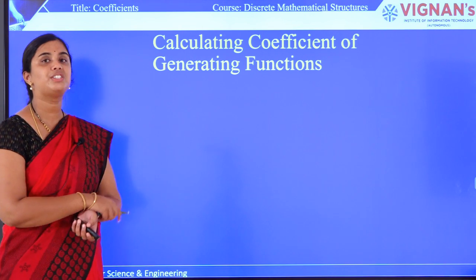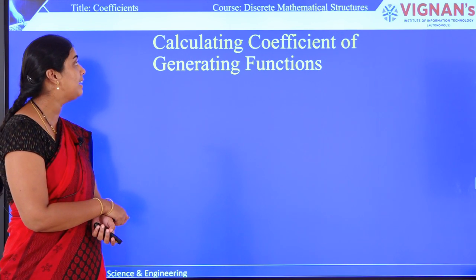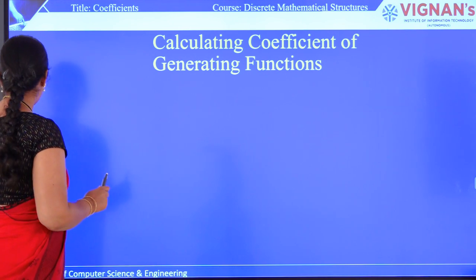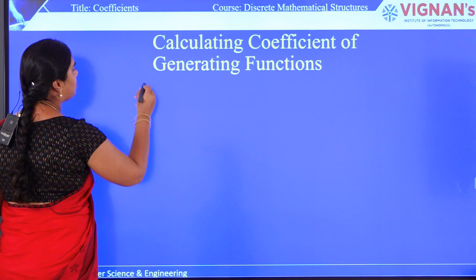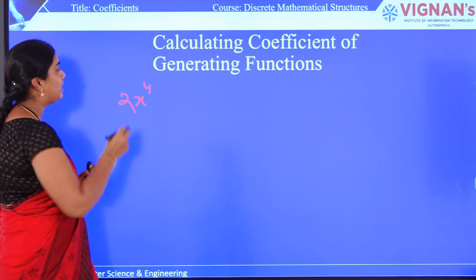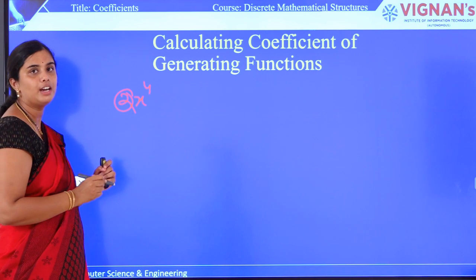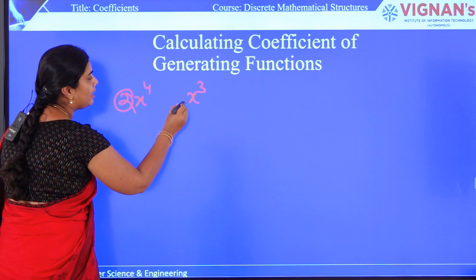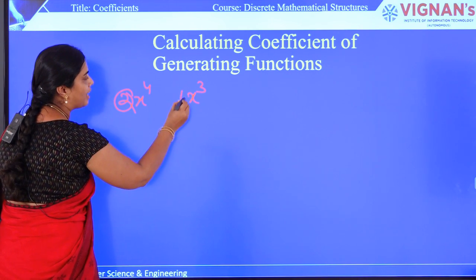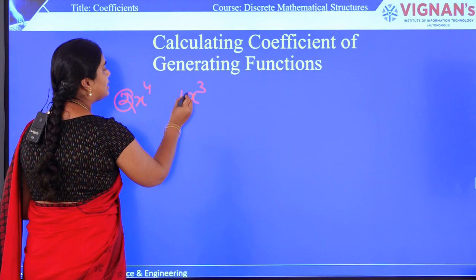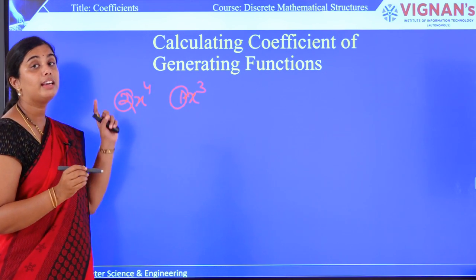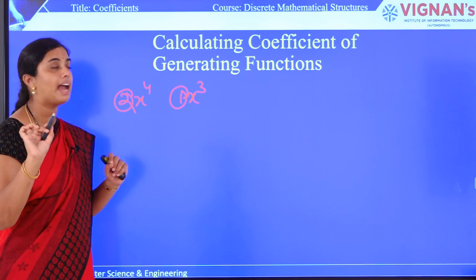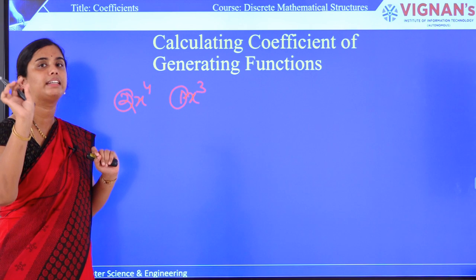So in today's session you will be learning about calculating the coefficient of a generating function. So what is this coefficient? See guys, if there is a term like 2x power 4, then this 2 is called the coefficient. Or if there is a term like x cube, then though nothing is visible here, actually 1 is present over here. So in this case 1 is the coefficient. For our generating functions, we are going to learn how to calculate the coefficient of any particular term.